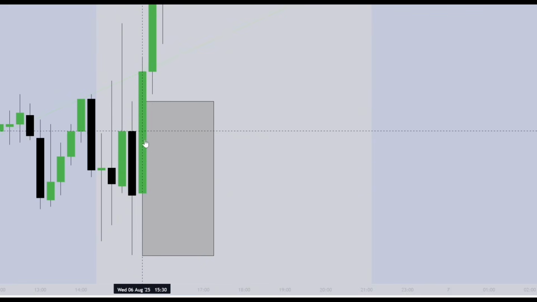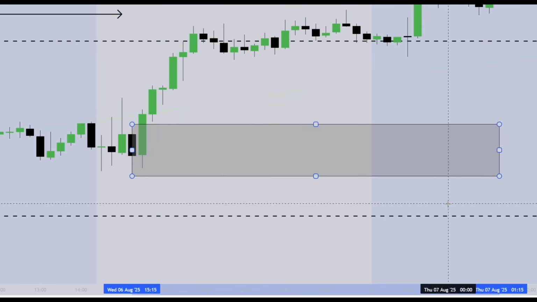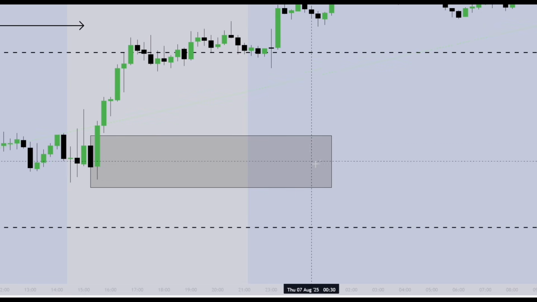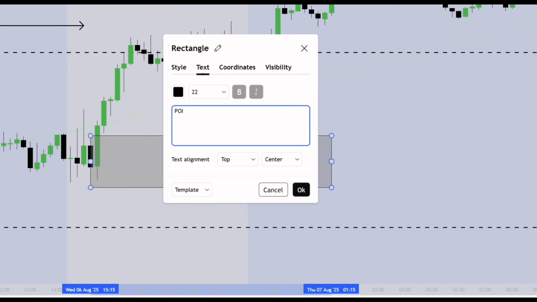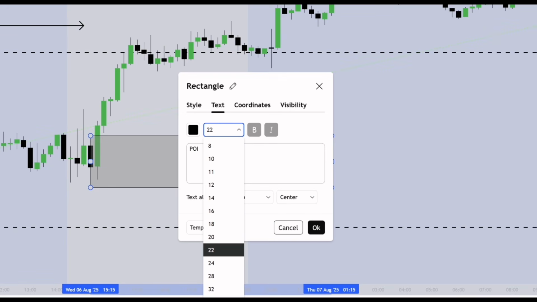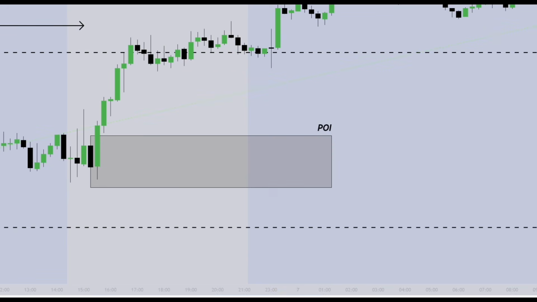It's a bit confusing. This is the point of interest, and a point of interest, or a POI, is derived from two things. So I'm just going to put this over here. This is our point of interest. You need to know that a point of interest needs to be priced correctly. So if you're buying, your POI needs to be in the discount, and on top of that, it has to leave a fair value gap. These are the two things.